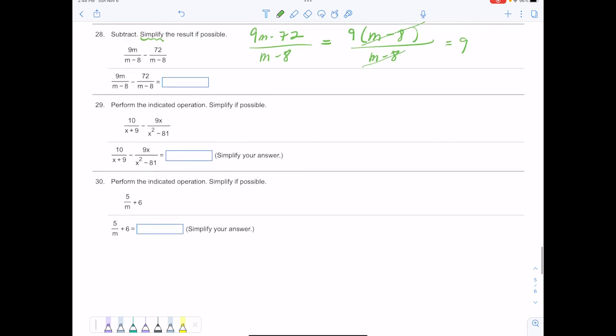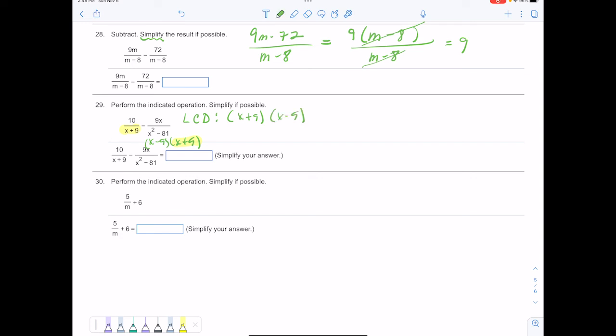In number 29, if you notice, I'm subtracting two fractions again, two rational expressions, but this time the denominators aren't the same. So I need to find what's called the least common denominator. X squared minus 81 will factor into x minus 9 times x plus 9. If I look at my denominators, we want one of everything. Both of them have an x plus 9, so that needs to be part of my least common denominator. But then we don't want to forget the x minus 9 as well.